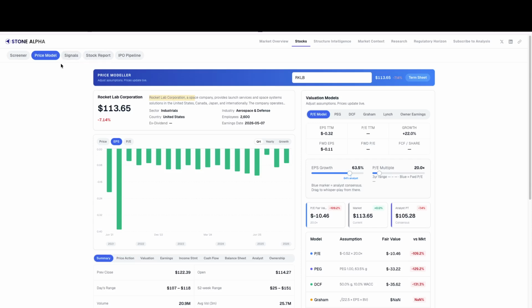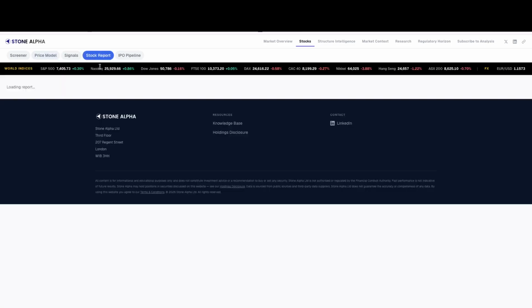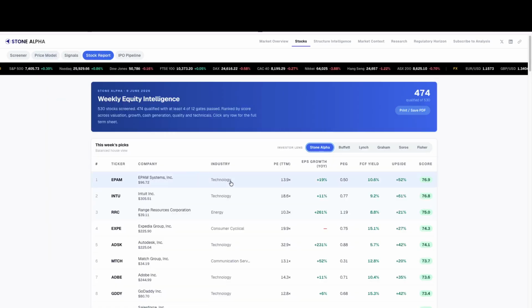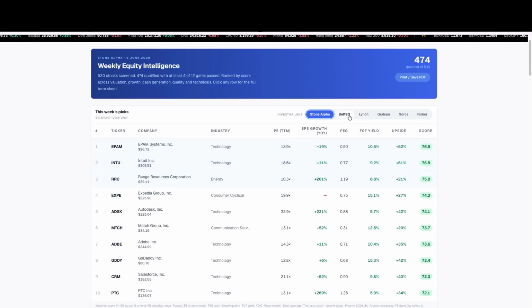Okay, I'm going to jump here to stock report. In fact, look, we got a term sheet here. So term sheet and stock report are more or less the same thing, but we're going to go through stock report because that's something interesting as well. Now, what stock report does is it looks at Warren Buffett's logic, methodology, philosophy.